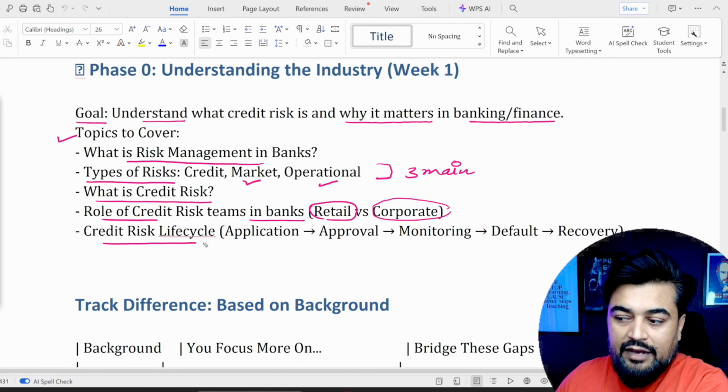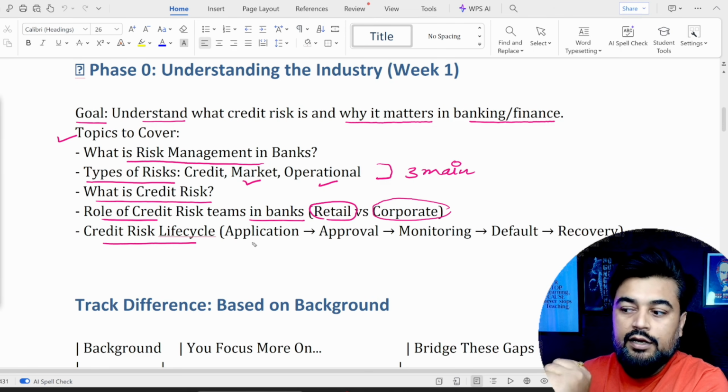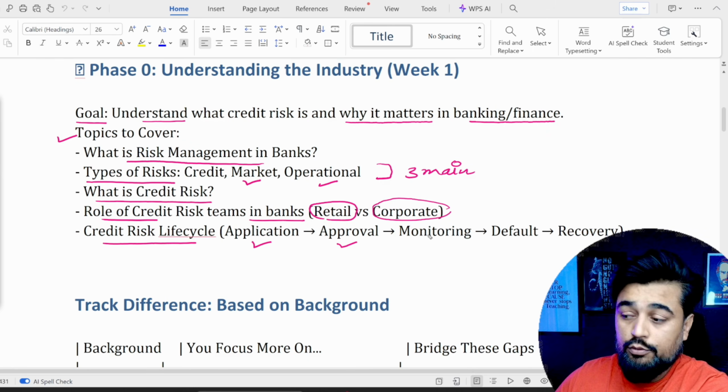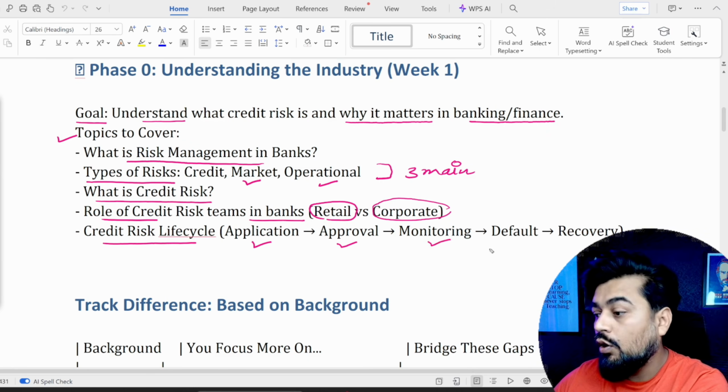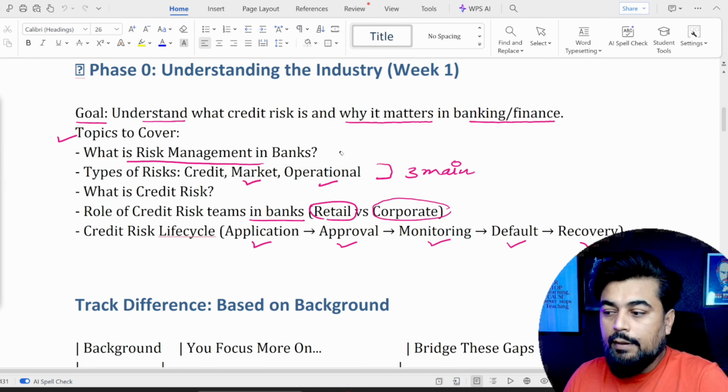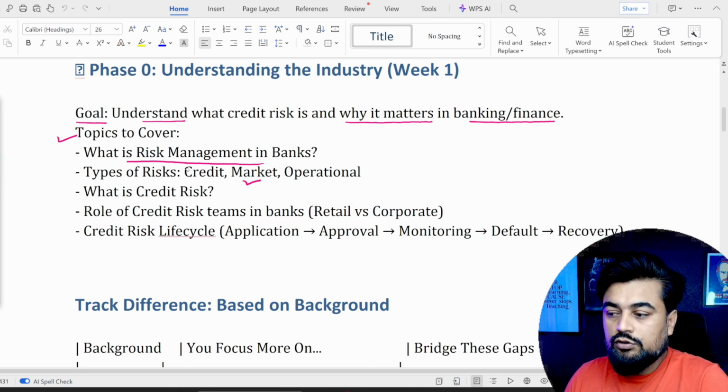So now the life cycle is pretty much simple, but you have to understand what is the meaning of each of these words. Like what is the application process, what is approval process, what is monitoring of the loan or your product in the bank, and what is the meaning of default, and what is the meaning of recovery. You should have the full clarity how bank is performing all these things. Okay, so this is the phase 1.